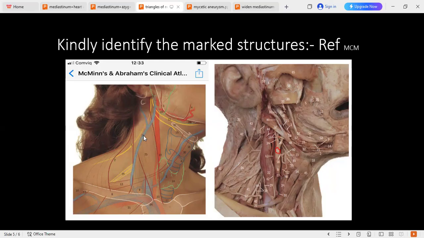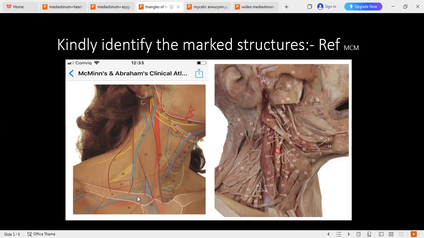Where exactly? Tell me the surface marking, please. At the anterior border of the sternocleidomastoid, the upper one third, from up to down. Okay. Please tell me where this external jugular vein opens or drains here. The external jugular vein opens into the subclavian vein.